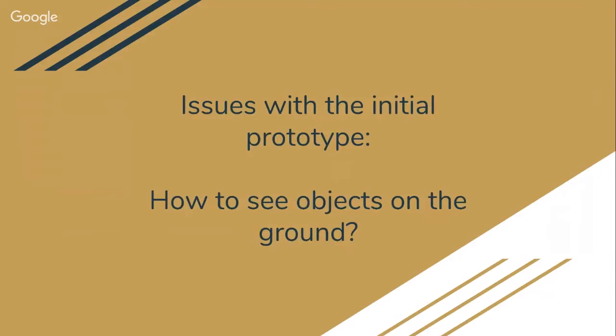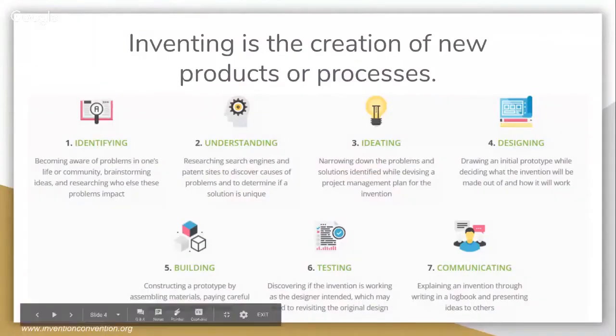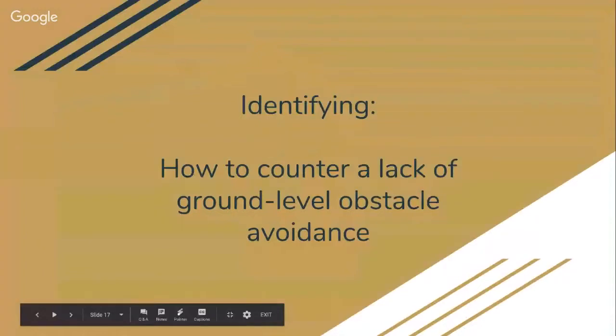How do we see objects on the ground? Now, do we just give up and go home and call it a day? No, we tackle this like engineers. And by doing this, we open up another invention step. If you go back to the very first slide, this process here, we enter into another invention process within the invention process. And then go back to identifying the problem.